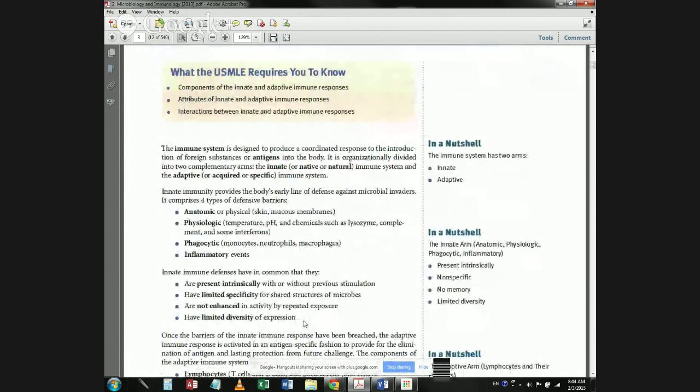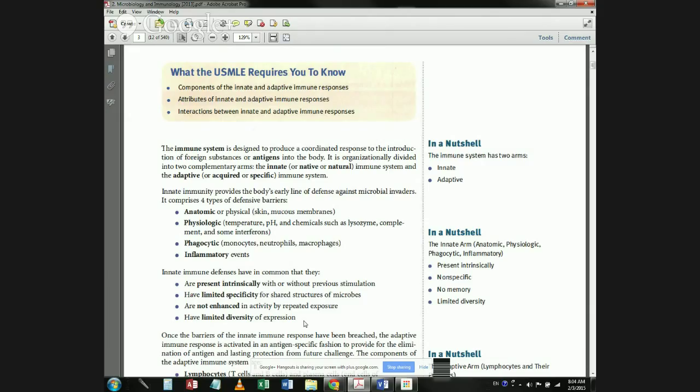Now, innate immune defenses have in common that they are present. So all these anatomic, physiologic, phagocytic, and inflammatory events, what do they have in common? Basically, they are present intrinsically with or without previous stimulation. So they do not need to be stimulated. They're just there. Obviously, you'll just have skin there and your physiology is still there. Also, they have limited specificity for shared structures of microbes. They are not enhanced in activity by repeated exposure, and they have limited diversity of expression.